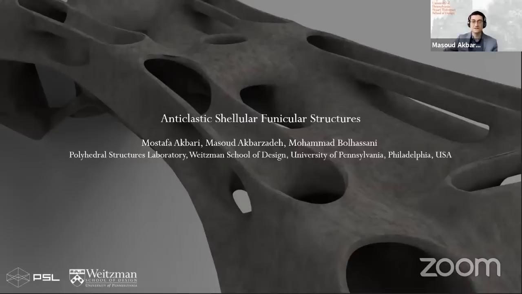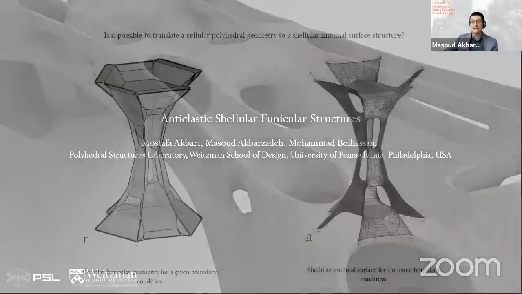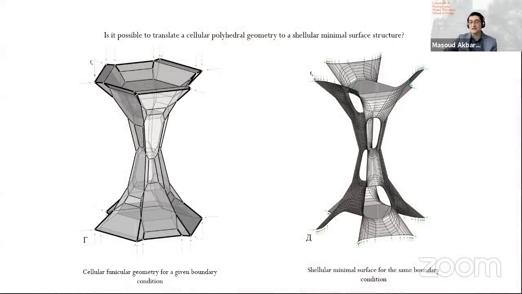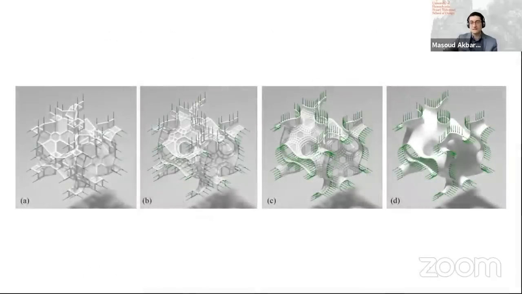This is another work of my PhD student, Mustafa Akbari, who actually extended the typology of funicular system to cellular system, again, based on polyhedral diagram. So regularly in a cellular system, we rely significantly on the buckling performance, but with particular design techniques, you're able to translate cellular structure to cellular structure, that you go from n-manifold geometry to 2-manifold. That makes it even easier to construct.